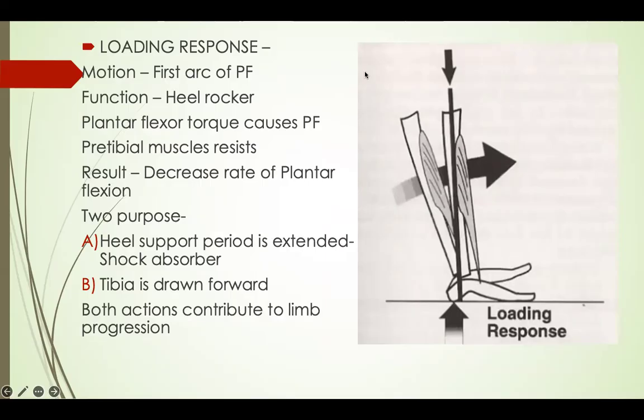In the loading response, the first arc of plantar flexion occurs. So there is a heel rocker effect. There is a plantar flexor torque, which causes plantar flexion of the foot. The pretibial muscles, mostly the tibialis anterior, will resist this motion and give stability to the lower limb. So this decreases the rate of plantar flexion. Two purposes are served by this.